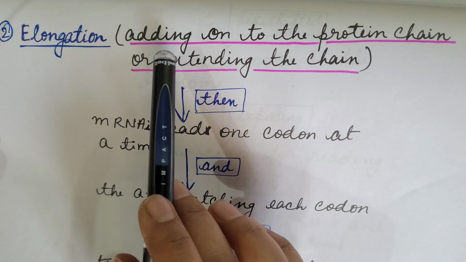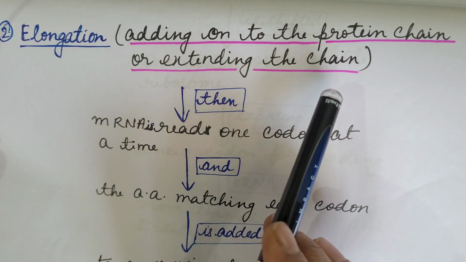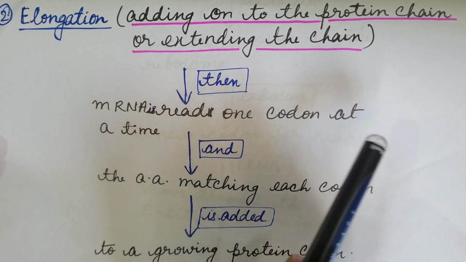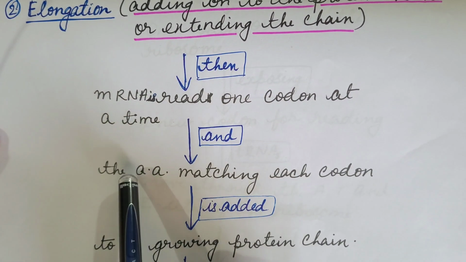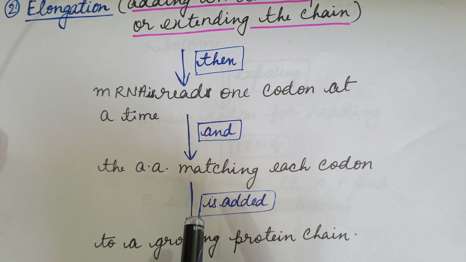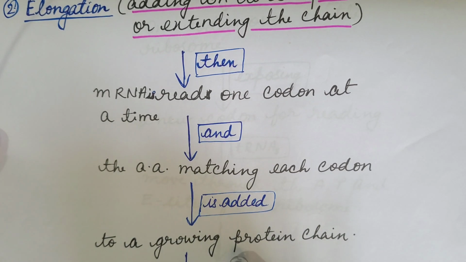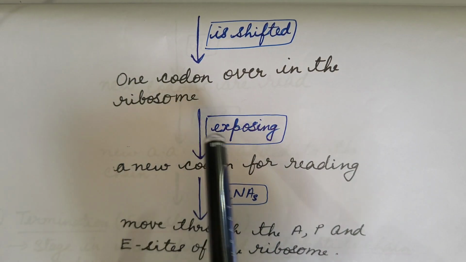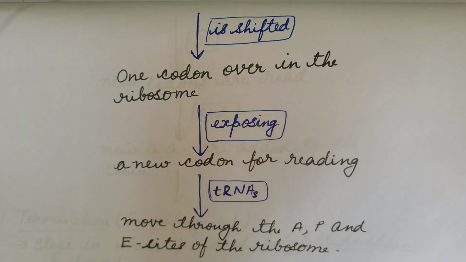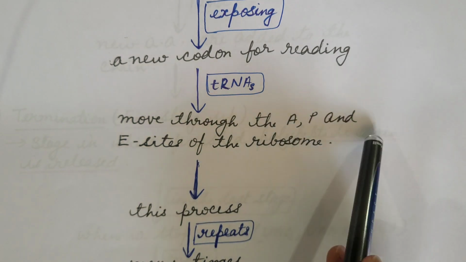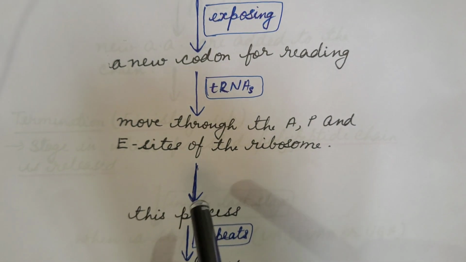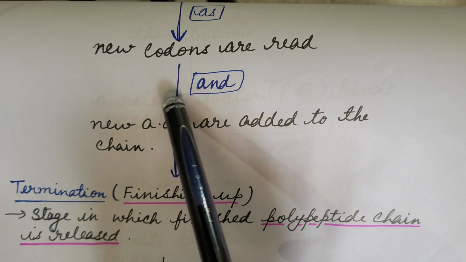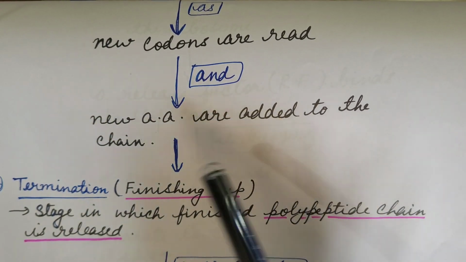Second is elongation, that is adding on to the protein chain or extending the chain. So after initiation, messenger RNA is read one codon at a time and amino acid matching each codon is added to a growing protein chain. The messenger RNA is shifted one codon over in the ribosome, exposing a new codon for reading. Transfer RNAs move through the A, P and E site of the ribosome. This process repeats many times as new codons are read and new amino acids are added to the chain.